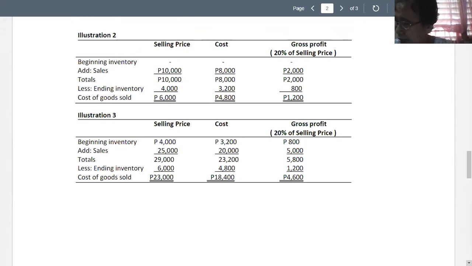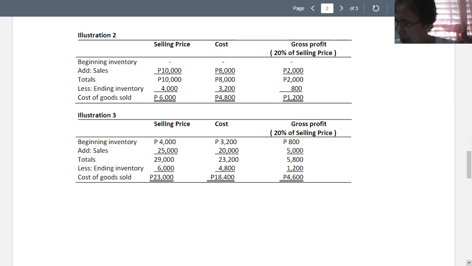Then the second entry is to debit cost of goods sold by 1,200 and to credit inventory, to eliminate unrealized inventory profit.